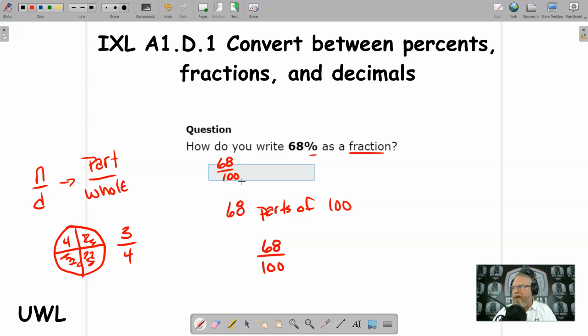If you really wanted to simplify, I think it'll divide by 4. Yes, 68 will divide by 4. 68 divided by 4 is 17, and 100 divided by 4 is 25. So we could simplify that to 17 over 25. But for the purpose of this activity, if you want to just put 68 over 100 in there, you could. So 68%, 68 parts of 100, or 68 over 100.